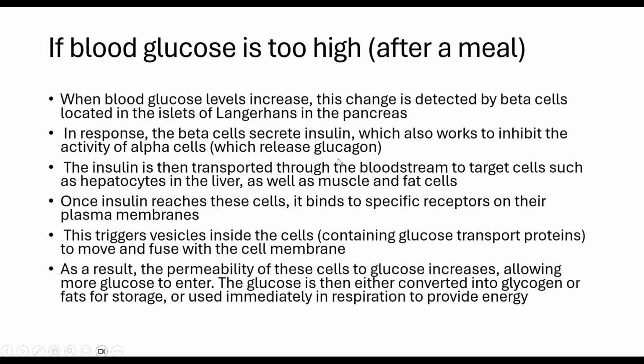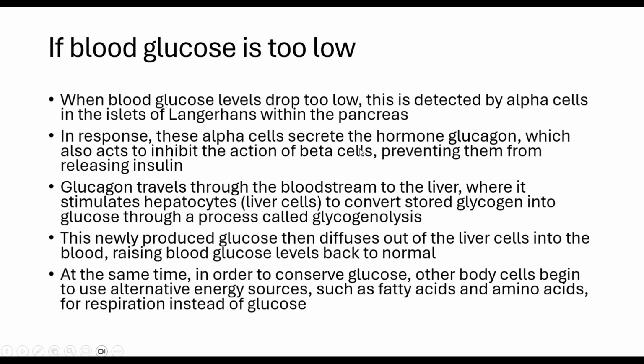If blood glucose is too low, when our blood glucose levels drop too low, this is detected by alpha cells in the islets of Langerhans in the pancreas. You need to know about that, by the way. In response, these alpha cells secrete the hormone glucagon, which also acts to inhibit the action of beta cells, preventing them from releasing insulin. It's going to inhibit beta cells because if it didn't, they'd be making insulin, which would lower it even more, and it's already low, so it needs to increase.